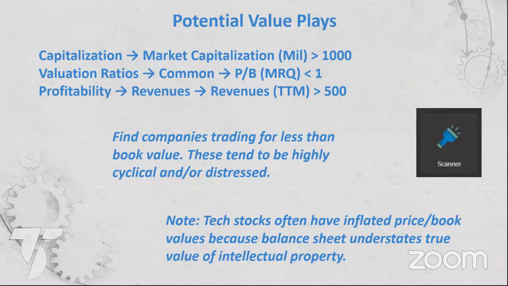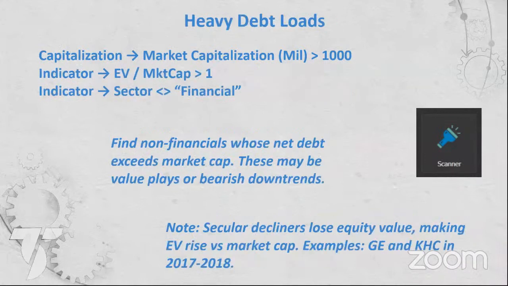Okay. Heavy debt loads. We want to find non-financial stocks. The reason is because if you look for companies with a lot of debt, you're just going to get all the banks. And we want to find net debt greater than market cap. These may be value plays or stocks to look for bearish downtrends.